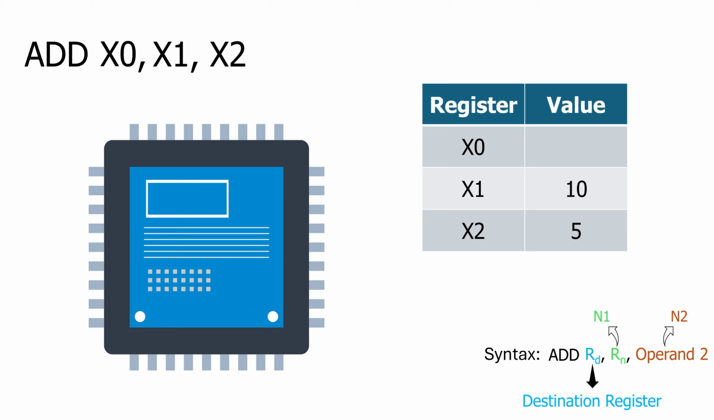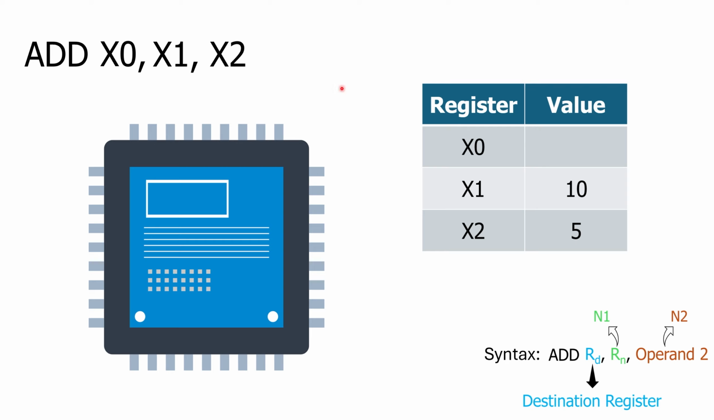The table shows the registers x0, x1 and x2 and the values they currently hold. x0 doesn't have anything in it right now, but it can also be a random value or a garbage value. x1 and x2 hold the numbers 10 and 5. For our convenience, I also have the syntax for the add instruction from our previous slide.